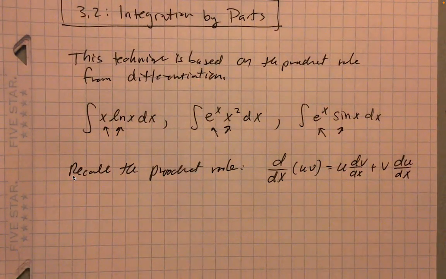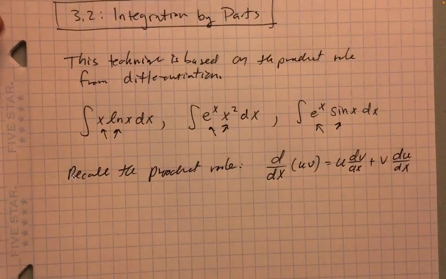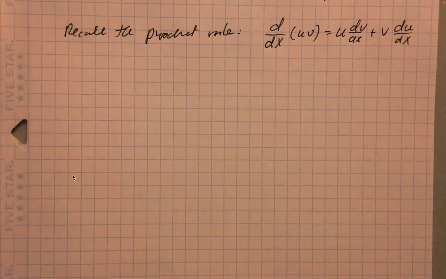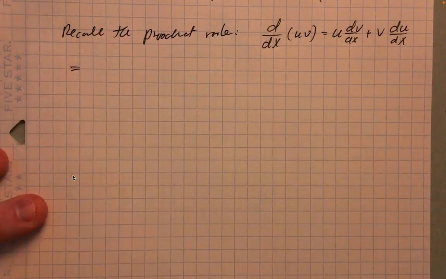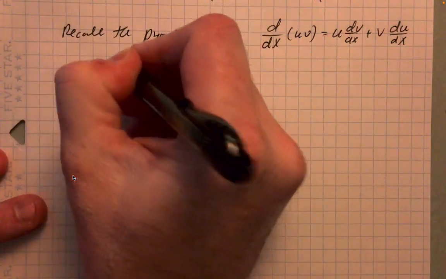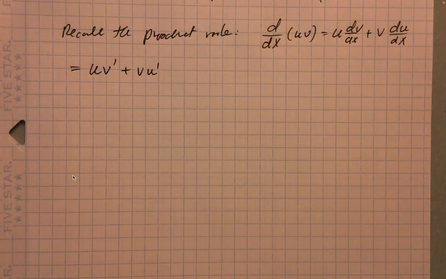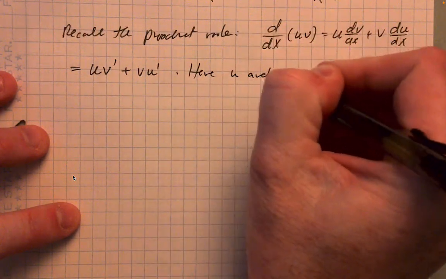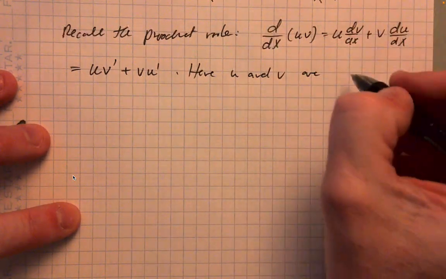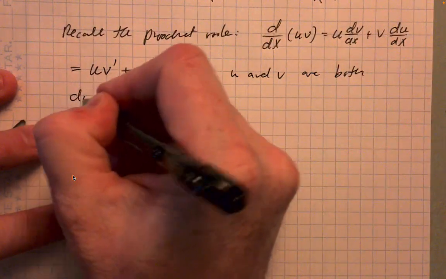That was the simple product rule from differentiation back in Calculus 1, one of the first really super important differentiation rules we talked through. Sometimes it's nice to rewrite this as u times v prime plus v times u prime. Here u and v are both differentiable functions of x, but I'll write it down just to be sure.